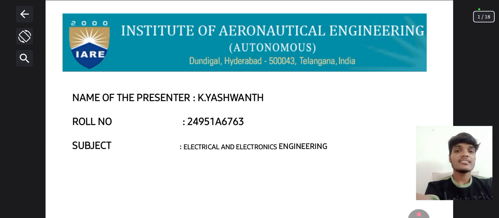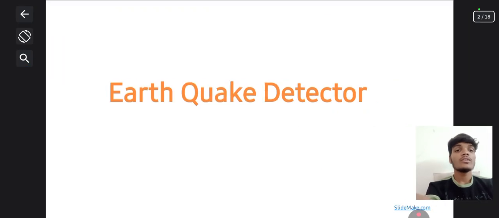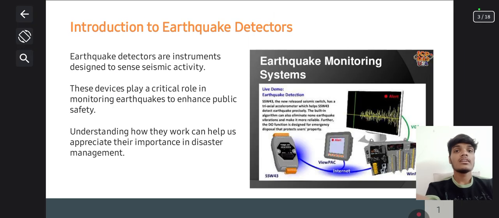Today I want to discuss the earthquake detector, which belongs to the electrical and electronics engineering subject. Let us go to the topic, earthquake detector. What is the introduction? What is an earthquake detector? Now we have to see in the presentation.